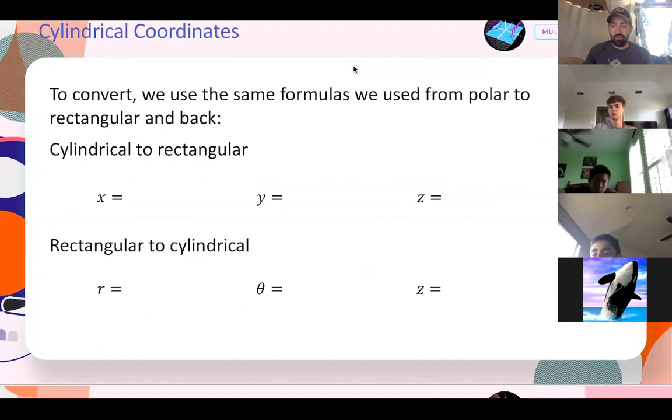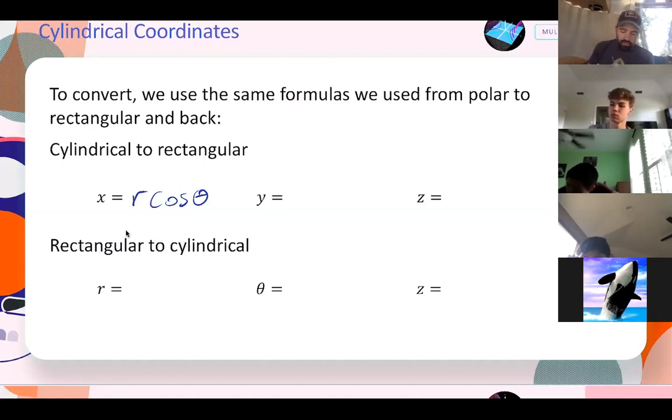And so again, if you remember your polar conversions, this is the same thing. It's very simple to do these if you remember polar. So x is r cosine theta. For us, x is still r cosine theta. Y is r sine theta. Well, again, in cylindrical, same thing. Z is just z. Okay, z, you don't have to change. The z in rectangular is the same z as it is in cylindrical.